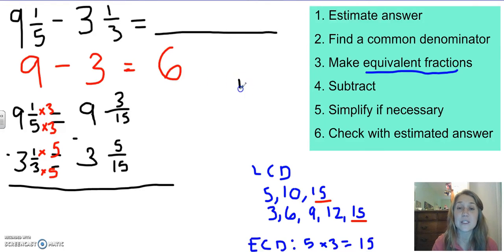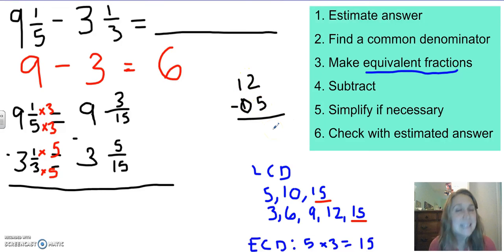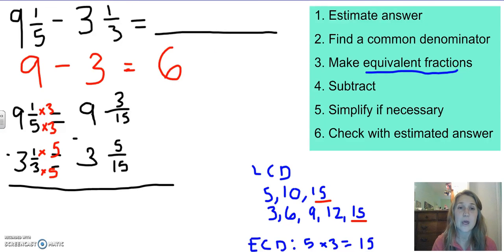But just like if we were to have this problem, 12 minus 5. I can't do 2 minus 5, right? But I can definitely do 12 minus 5, but I have to regroup. I have to take something away from the tens place, and I have to add it to my ones place. We're going to be doing that same thing, but with fractions, instead of whole numbers. So come on over here and look at our problem.